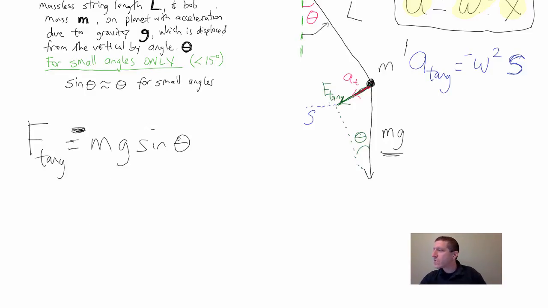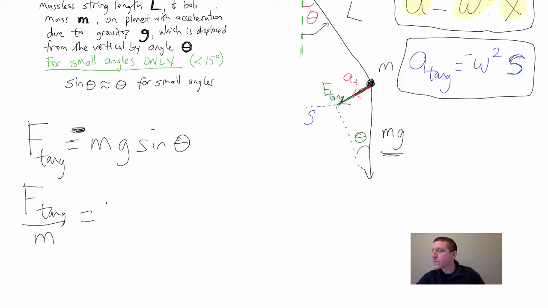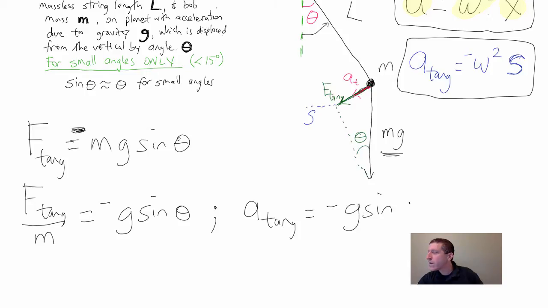Now, what I wanted to do is get it to look more like this. How can I get F tangential to look more like this with a tangential there? What do we have to divide both sides of our equation by so that instead of F tangential, I get a tangential? Well, if this is the net tangential force, all I have to do is divide both sides by the mass. F tangential divided by the mass equals negative g sine theta. Notice that this F tangential divided by mass is just a tangential. Now we're getting really close. a tangential equals negative g sine theta.